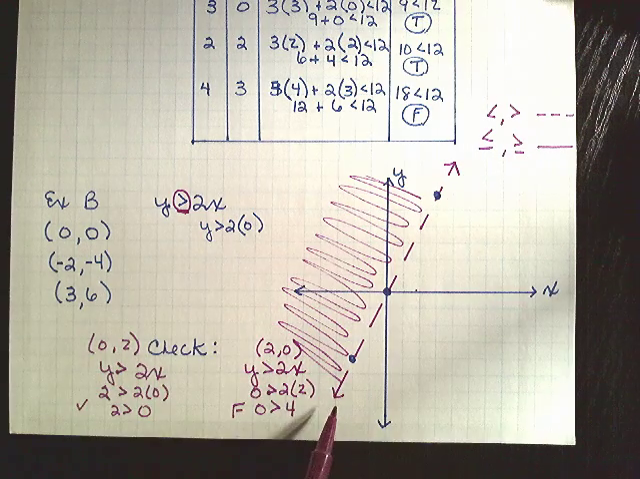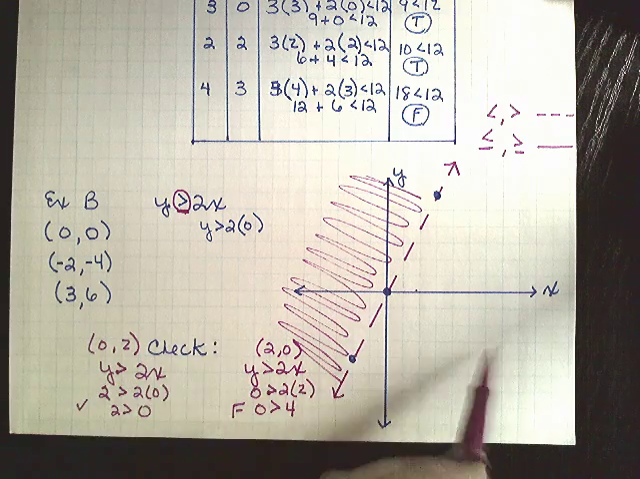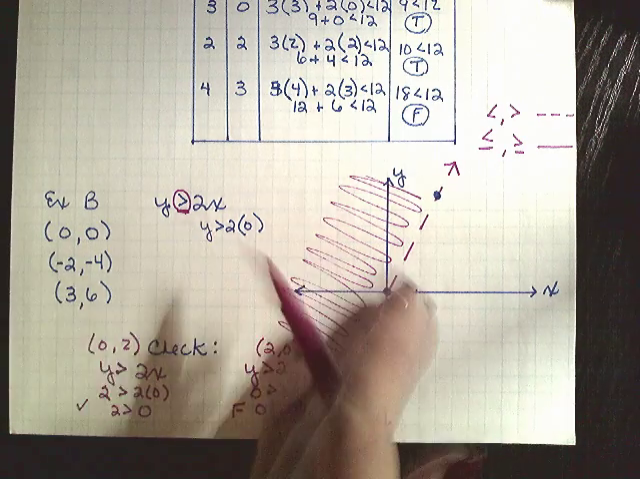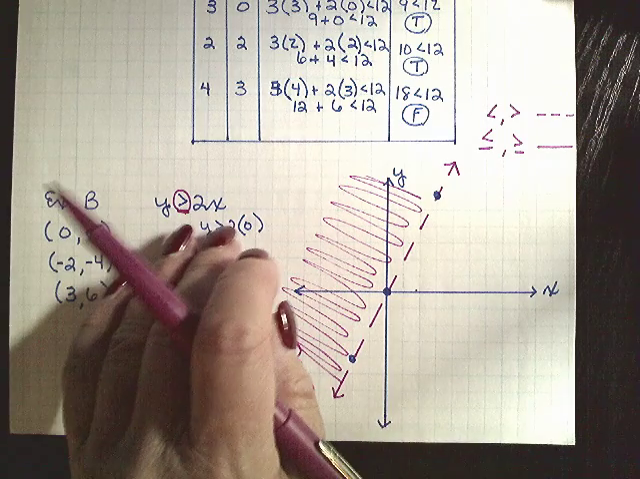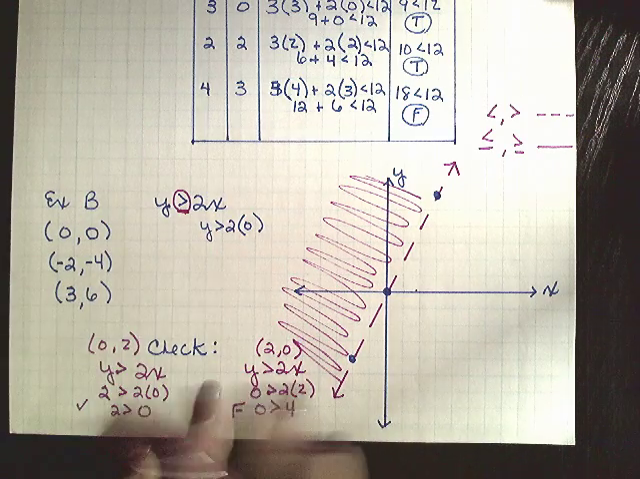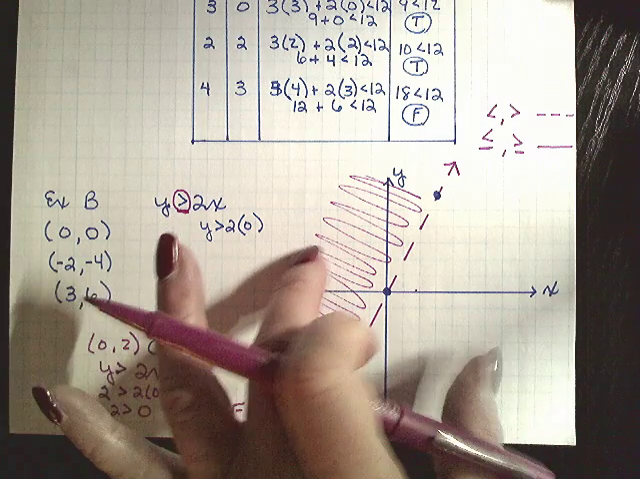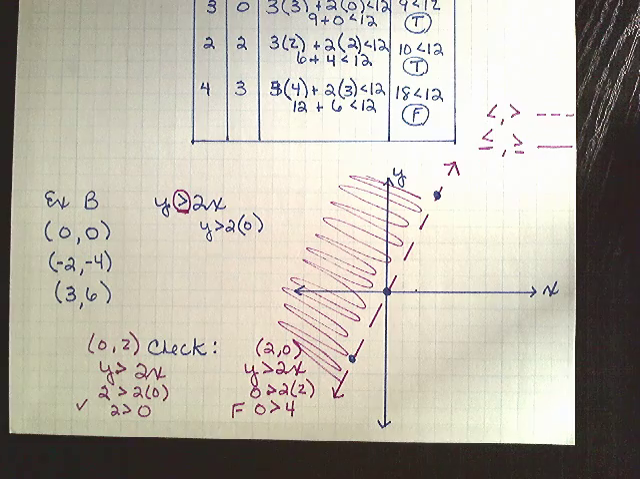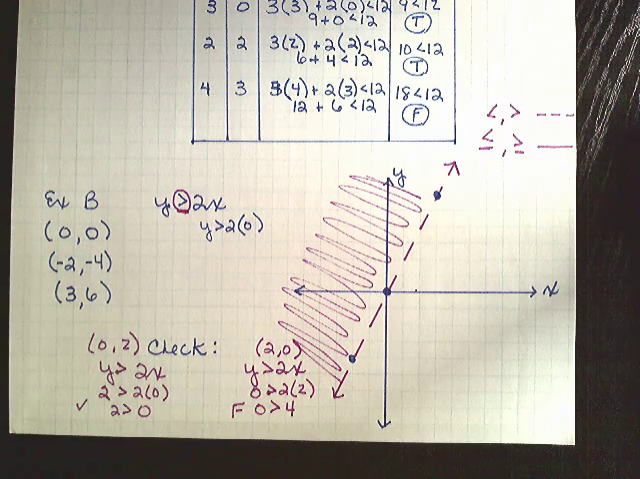Once you put your line on there, then you have to determine which side of that graph you are going to shade. All the points in here satisfy this inequality. When we check one point on each side of that line, that will determine which side we are going to shade. Okay, let's try another example of shading.